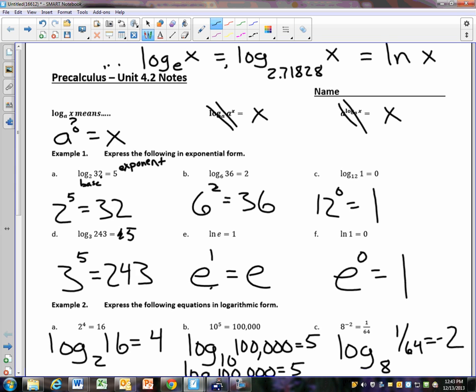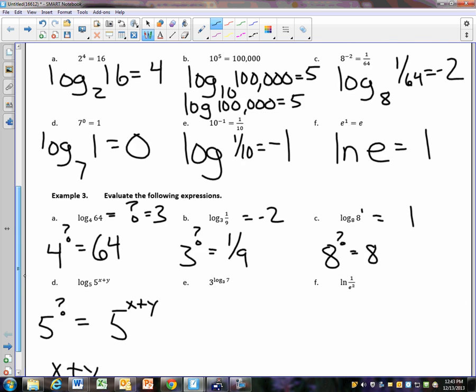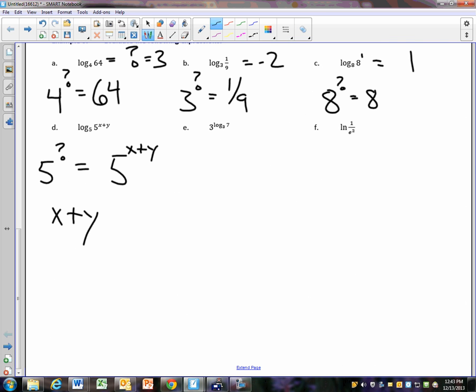Yep. If you see the same base in the logarithm as the exponential function, those cancel each other out. And that's going to be super important when we get to lesson 4 for evaluating this stuff. So look at letter E. What can I do for letter E right now? Cross off the 3 in the log base 3 and you're left with 7.